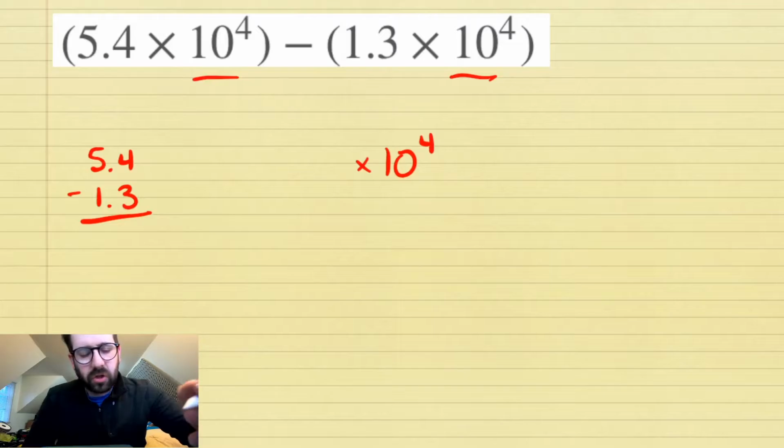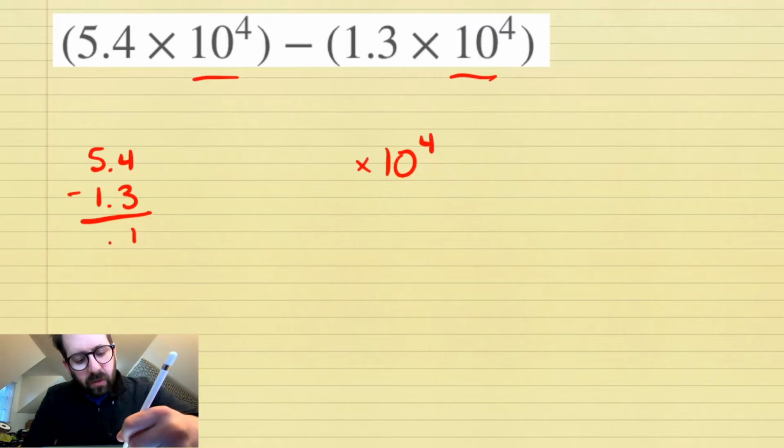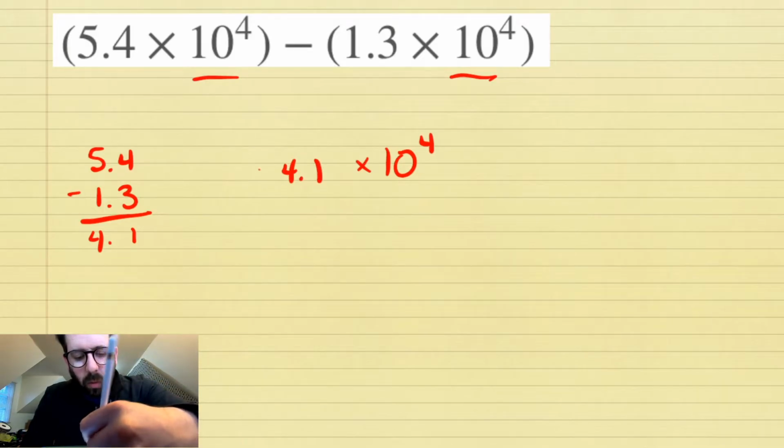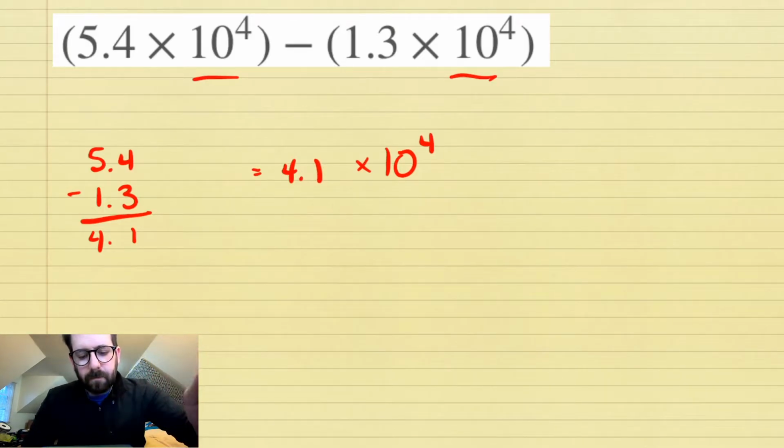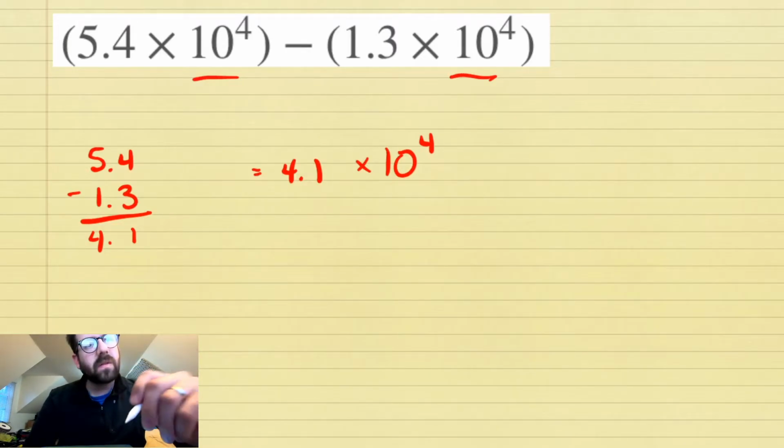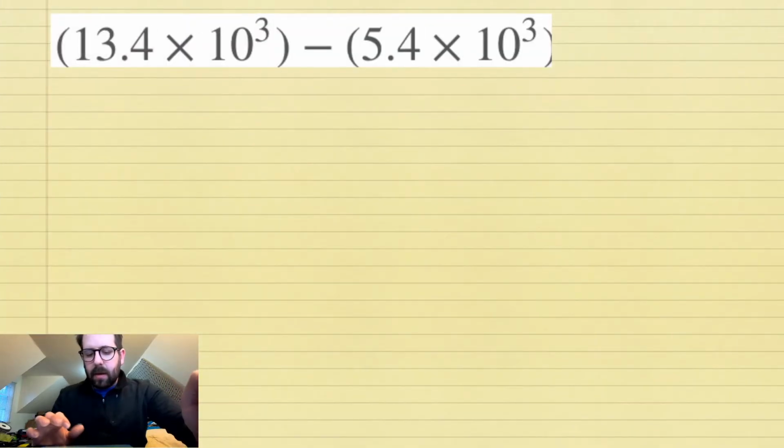Now, I shouldn't need a calculator here. We can just do it by hand. 4 minus 3 is 1. The 5 minus 1 is 4. And so my answer is 4.1 times 10 to the 4th. Again, if you just write these numbers out as their original numbers, you can subtract them the same, but this is the proper scientific notation.